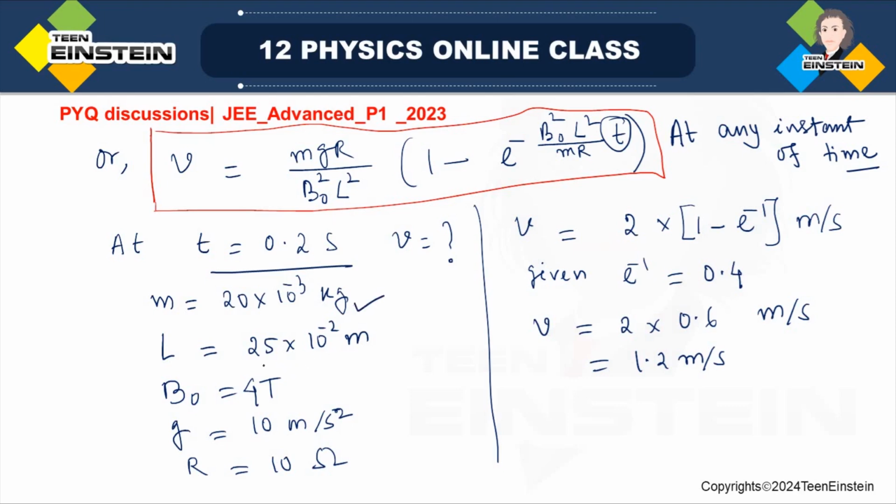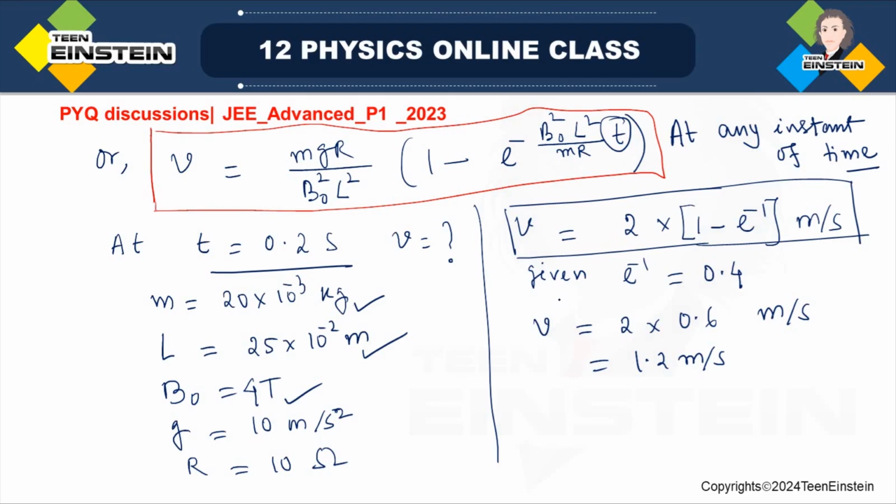L is given as 25 centimeters, so 25 into 10 to the power minus 2 meter. B0 is 4 Tesla in SI unit itself, and g you can take as 10 meter per second square, and R is given. So if we put all the values, you will eventually reach this. I am not doing this calculation here, but if you put this, you will come to this situation where you will get V is equal to 2 into 1 minus e to the power minus 1.